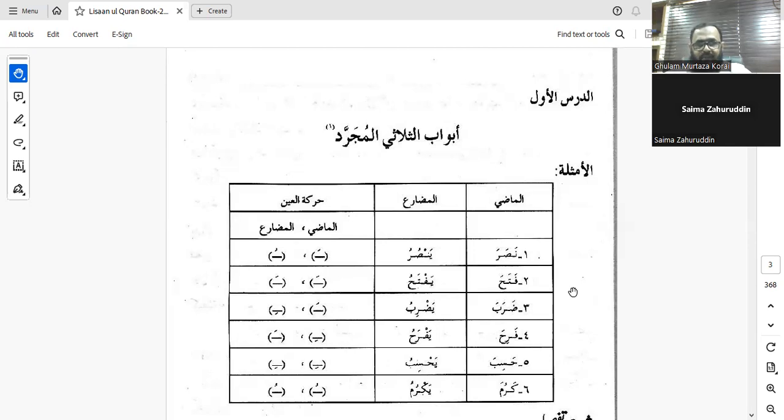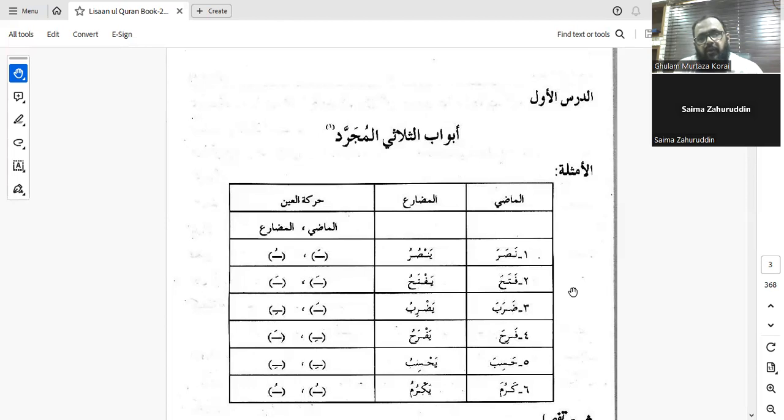When we talk about wazn or awzan, Kalimatul Ain in Mazi and Kalimatul Ain in Muzare take either sometimes Fatha, sometimes Damma, sometimes Kasra. That's why the wazn keeps changing. So this is the first chapter. When we talk about Abwab Thulathi Mujarrad, we say that the first chapter belongs to Nasara Yansuru.